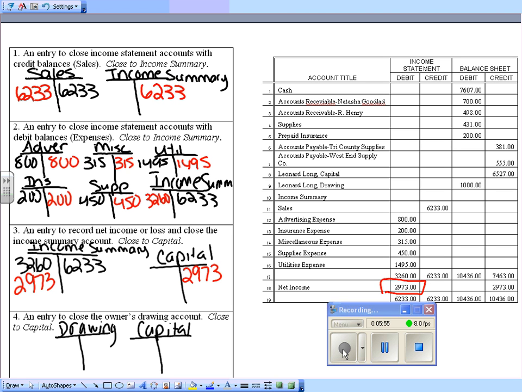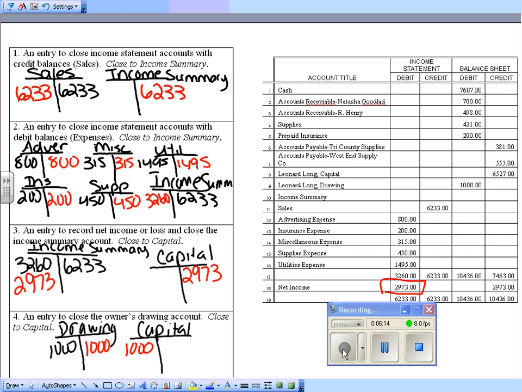And your drawing right now has a debit balance of $1,000. So your fourth closing entry is going to be to credit drawing $1,000 and debit capital $1,000, because that drawing is going to reduce the amount of your capital.